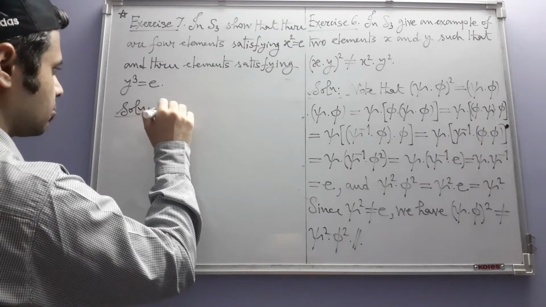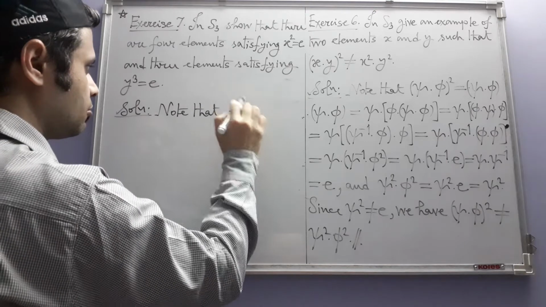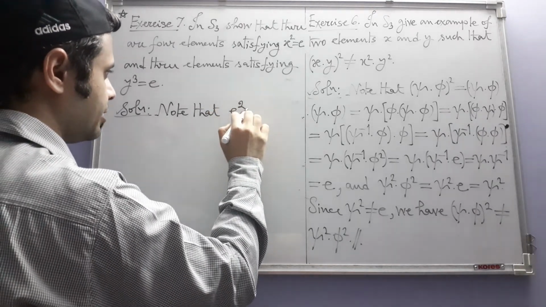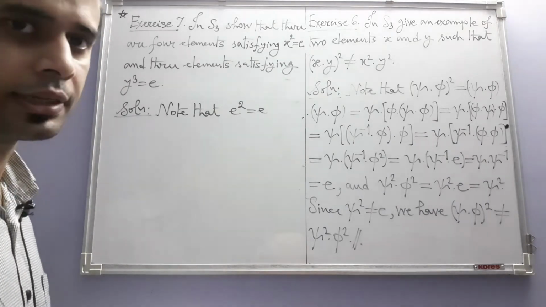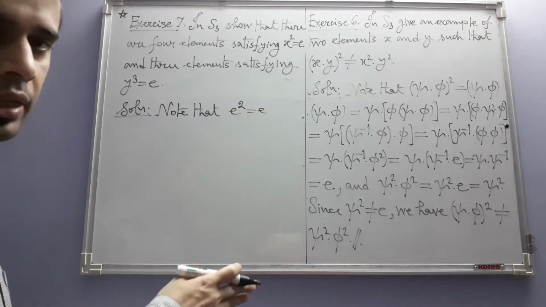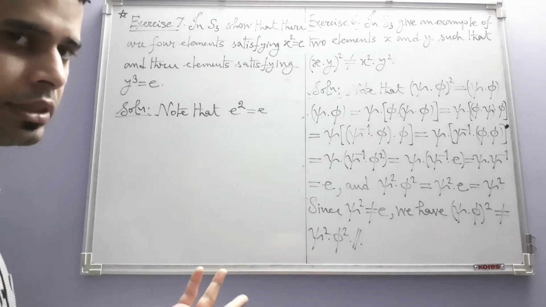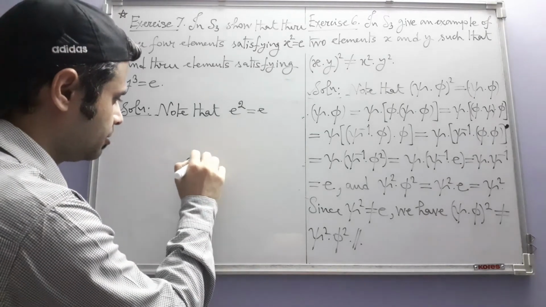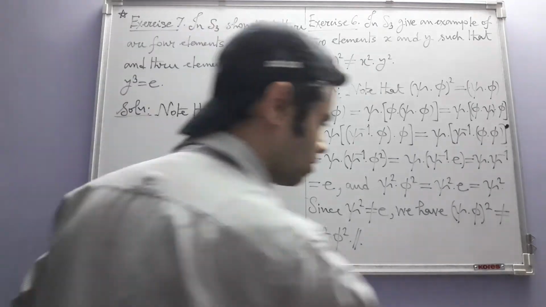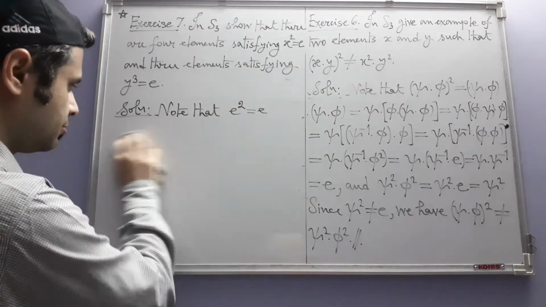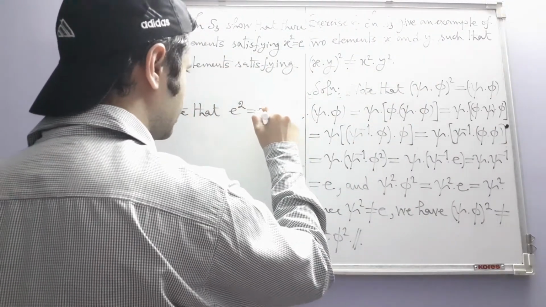Note that E square, identity square is always identity. Identity to the power any integer is identity. In fact, I mentioned that while proving the rules of exponents. We can prove using induction that e to the power n is equal to e for any non-negative integer n and also for negative integer n, which you can prove from the non-negative part. This is equal to identity.